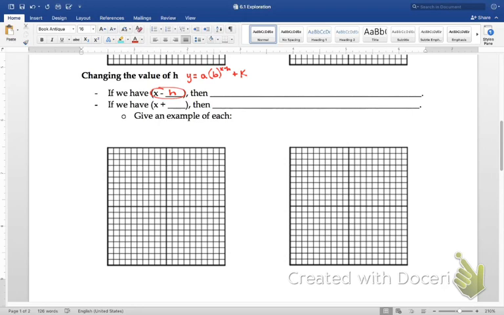Is it going to go left? Is it going to go right? Is it going to be a vertical shrink, stretch, up, down? What's going to happen to it if I subtract h? What happened to it before, whenever we had x minus h squared? Which way did it affect the graph? It took it right, that value, correct? So then how's it going to move my graph? It's going to move it right by h values, whatever that is.